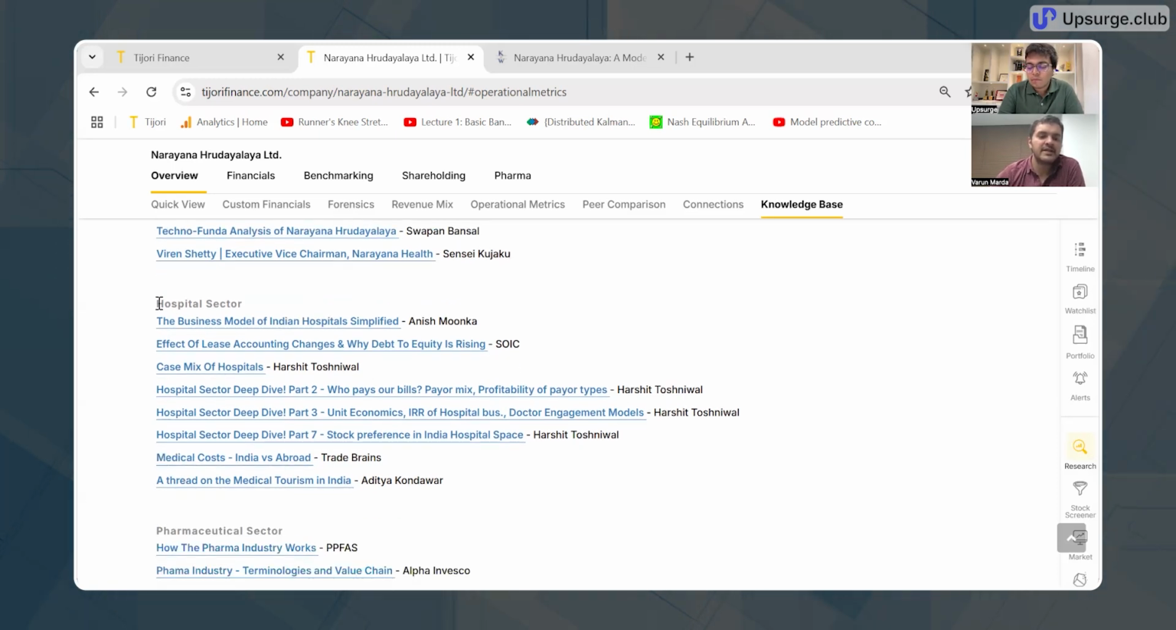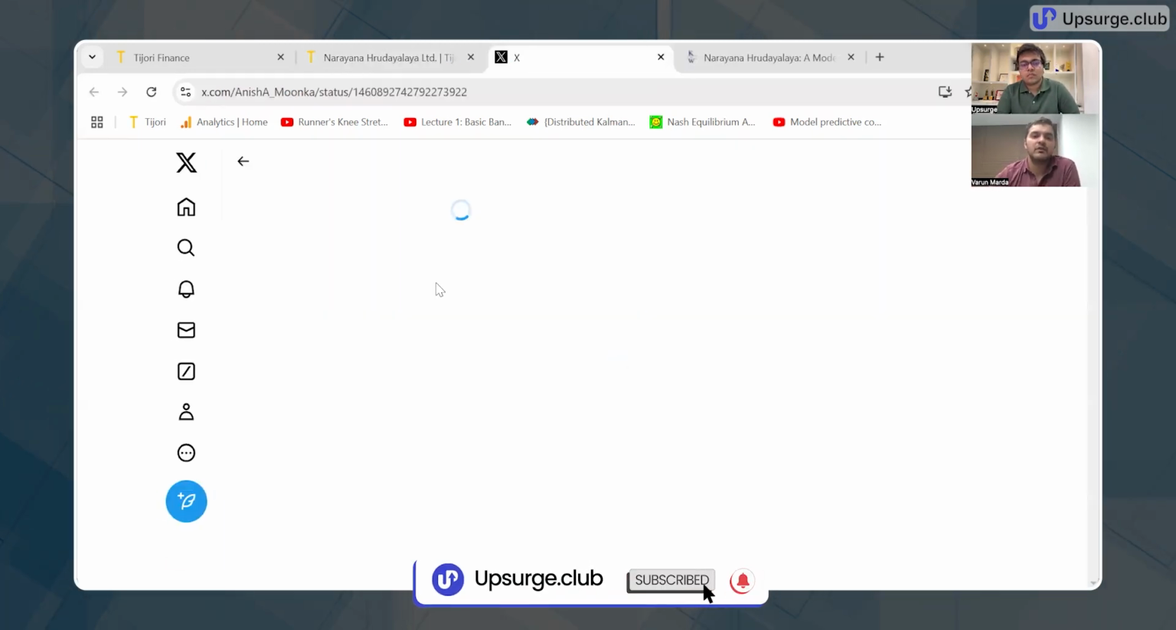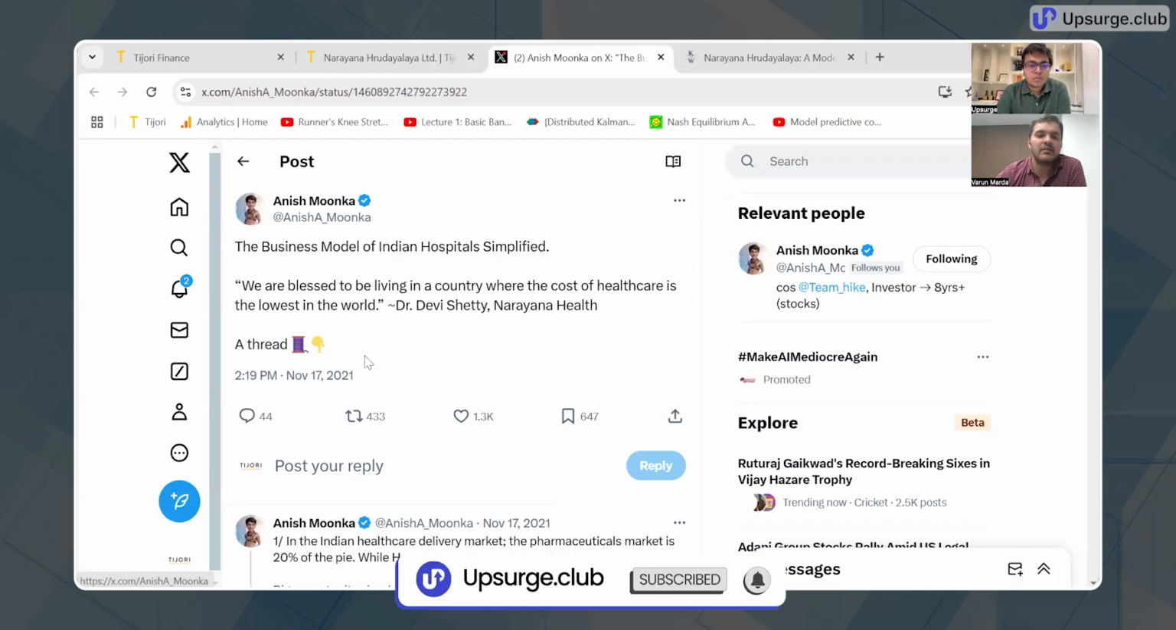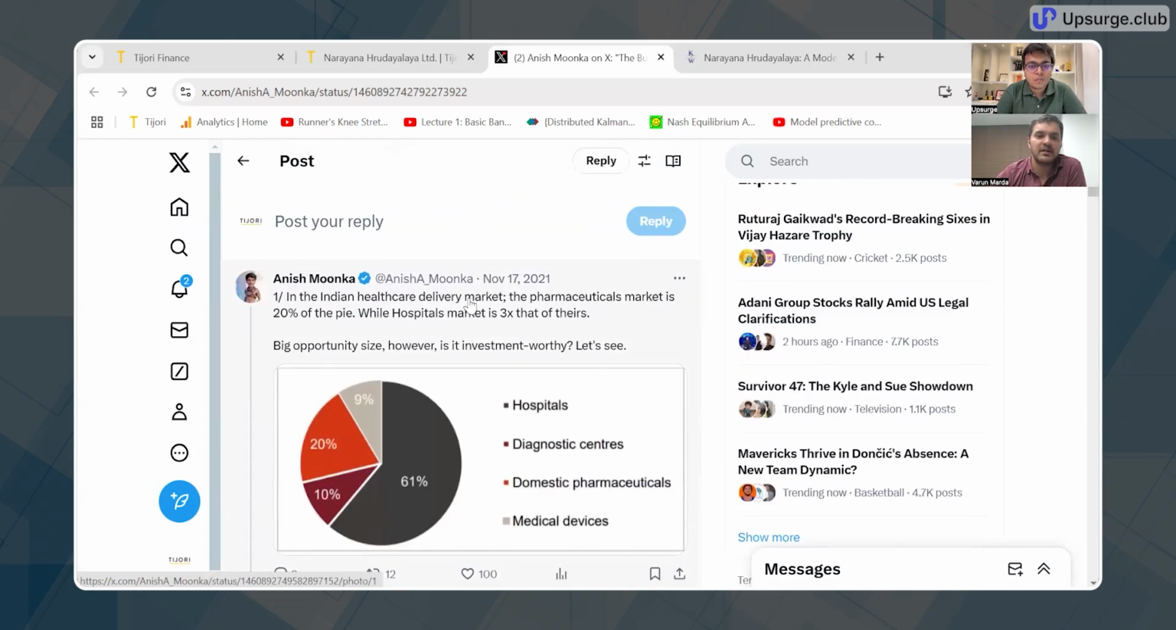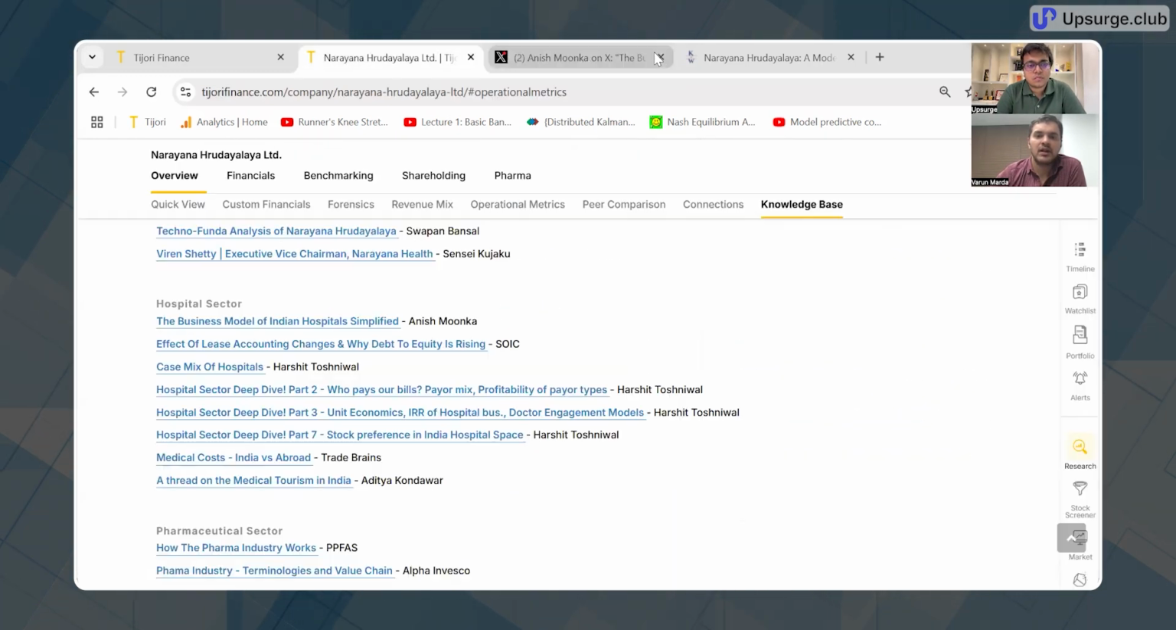So we even index sector level information of these companies. Since Narayana is obviously in the hospital sector, you can go and read about what people have said about the hospital sector and how you should study it. For example, someone has written a thread on medical tourism in India. Someone has written a thread about accounting in hospitals. Someone has written a thread on the business model of Indian hospitals simplified. When you click on it, you can see a very high quality thread of how you should look at the hospital sector in India.